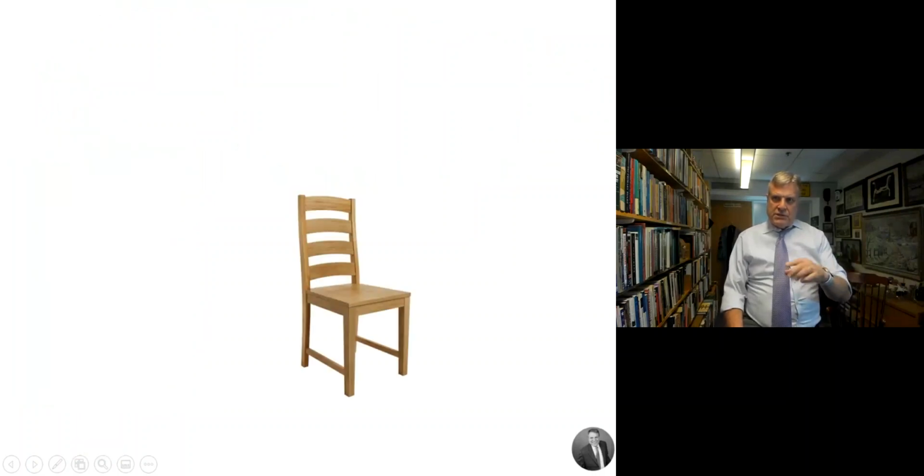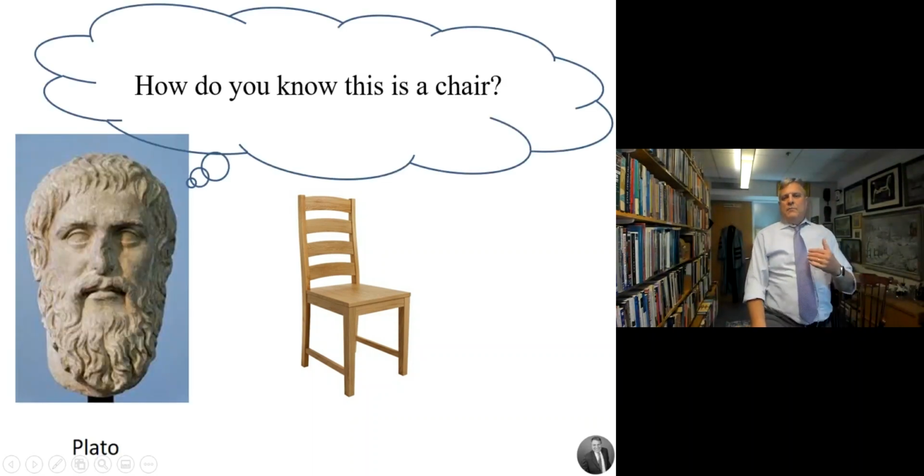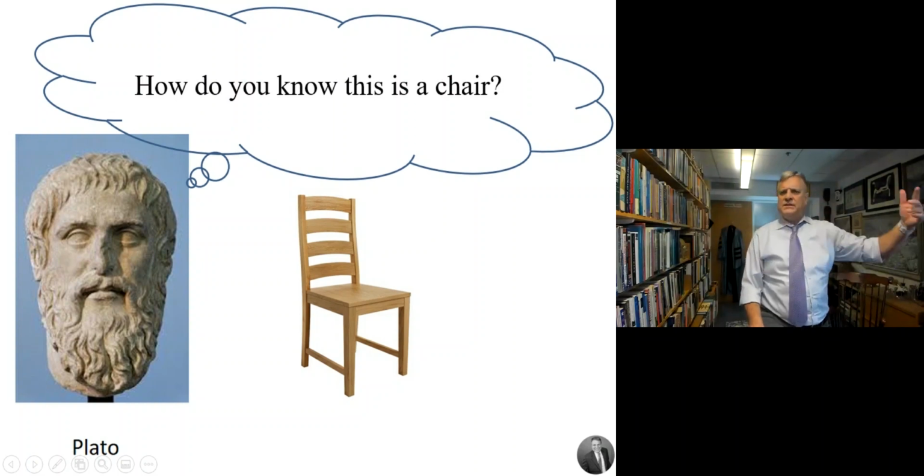To get there, let's first do a quick pass through what we mean by Platonic forms. You and I recognize this as a chair, right? I call it a chair, you call it a chair. We all know that's a chair. How do we know it's a chair? Well, it just is, right? And then Plato says, hold on a moment. How do you know that thing's a chair? Couldn't it be something else?